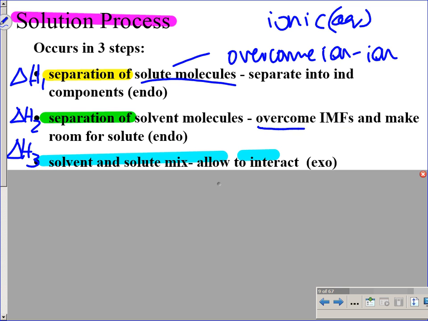Separation of solvent molecules is just overcoming, if it's water, hydrogen bonding with other water molecules, because it needs to make space. Water is really well attracted to itself, but not so much to other things. Putting energy into that process takes some energy, so endothermic again.